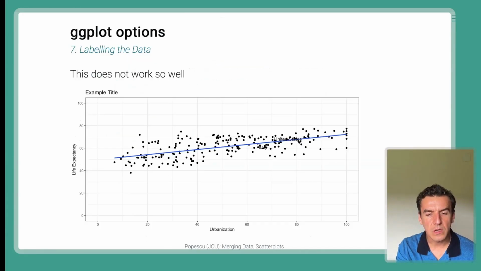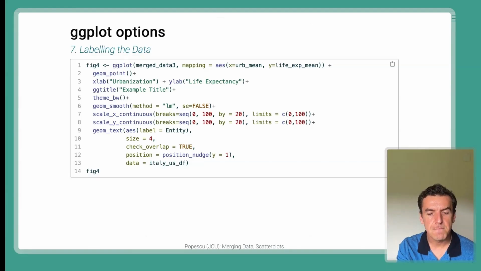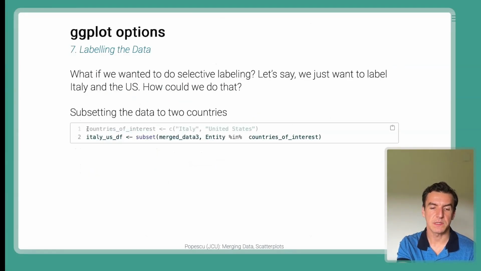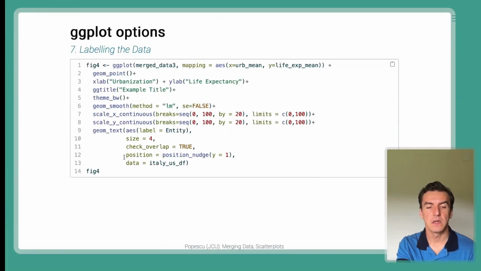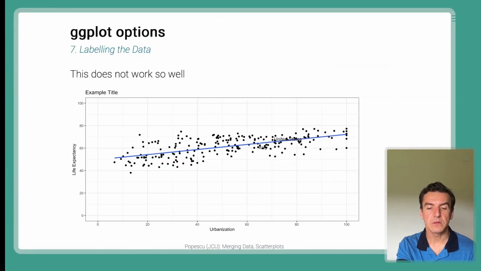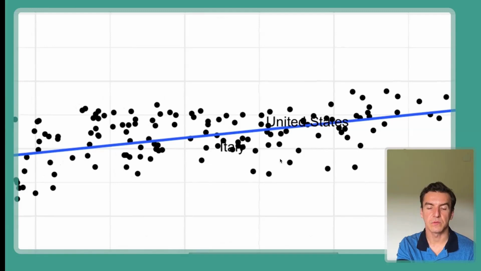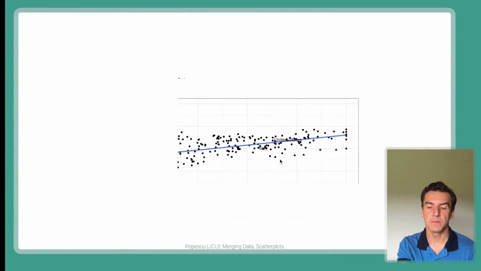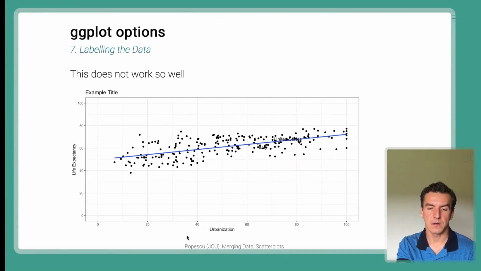So notice, apologies, the data is here, Italy, US DF. So this is this data frame that we just created. So this is going to label only 2 countries, these 2. Okay? So I hope this is helpful. Like this makes sense.